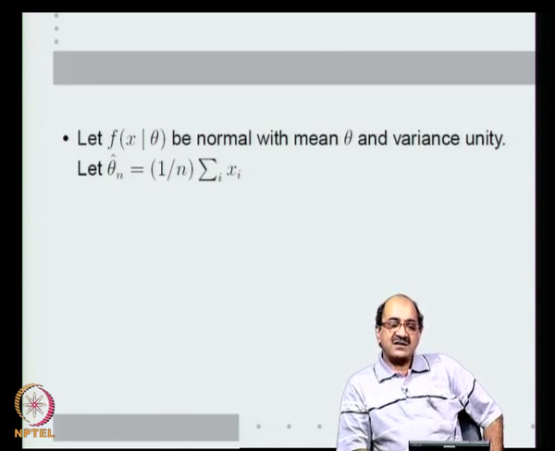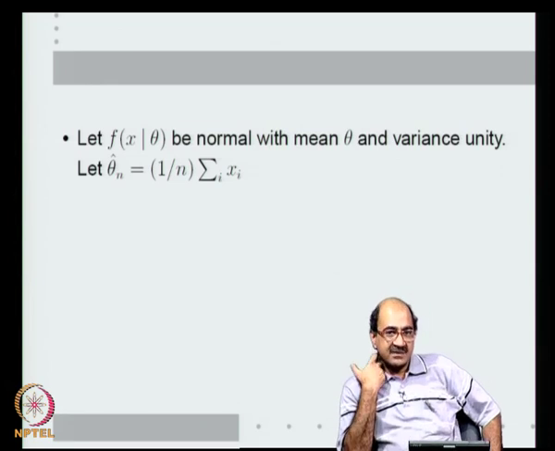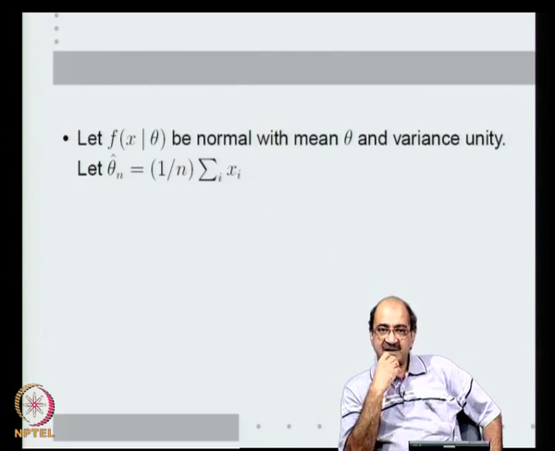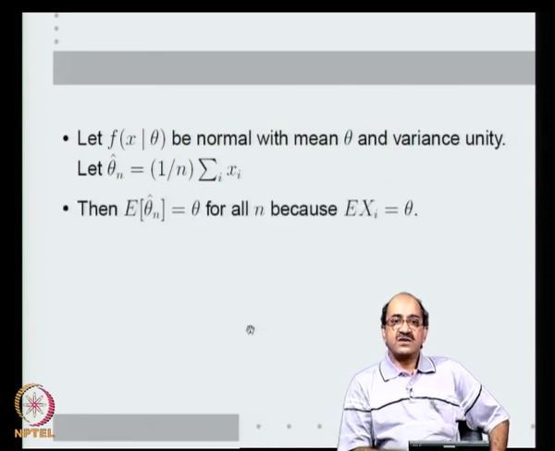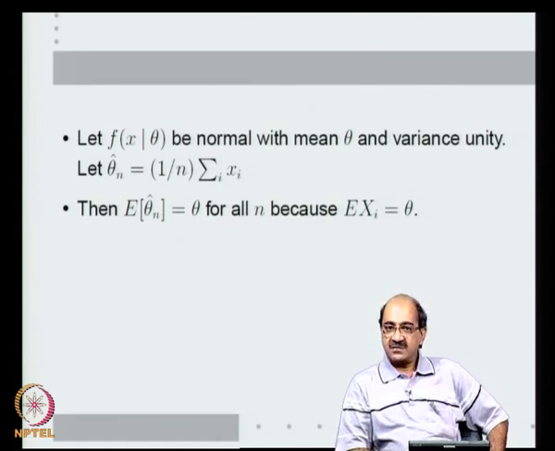So, what is the expectation of theta hat? It is 1 by n summation x_i. If I assume that x_i has distribution f(x given theta) with parameter theta, then the expectation of x_i is theta. So, 1 by n summation of the expectation of x_i is equal to theta, which means the expectation of theta hat is equal to theta for every theta and all n, because the expected value of x_i is equal to theta, right.